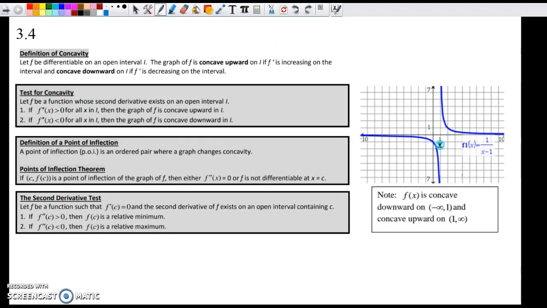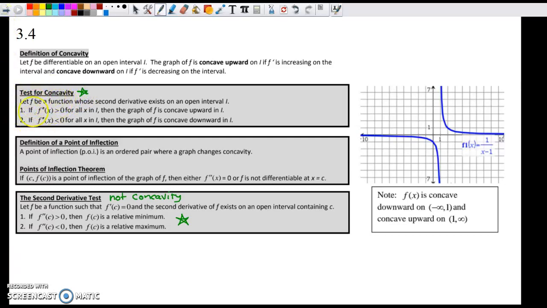3.4, this is also going to be on our quiz on Friday. Concavity is defined here. Point of inflection is where the second derivative is equal to 0. That's the big thing that you need to know, where the second derivative is equal to 0 and/or is not differentiable. The second derivative test is the thing that helps you find extrema. The second derivative test is not for concavity. The second derivative test is to find extrema, maxes and mins. The test for concavity is up here.